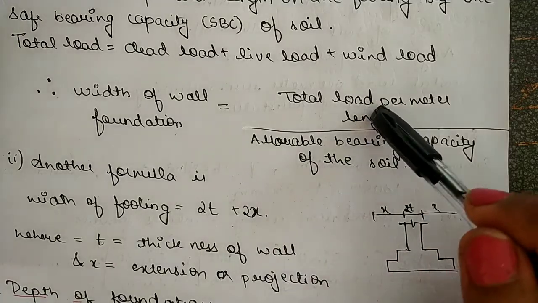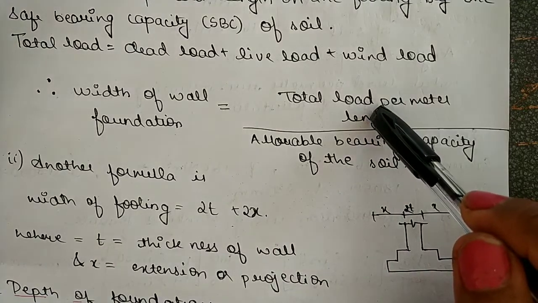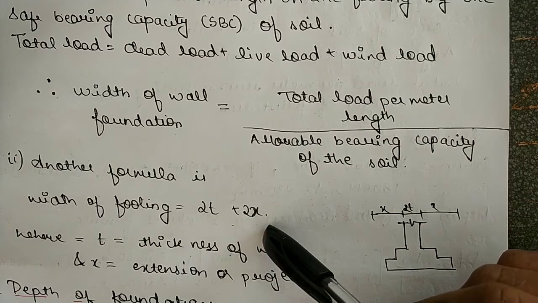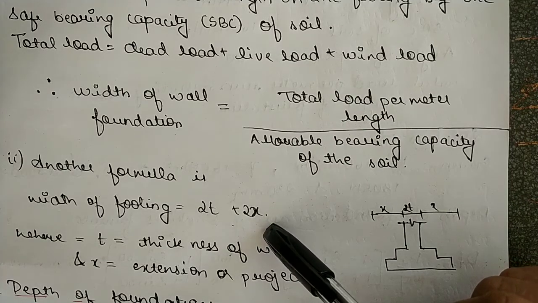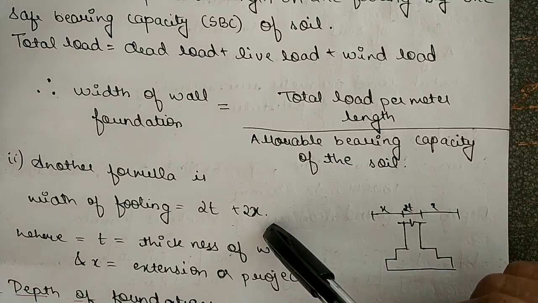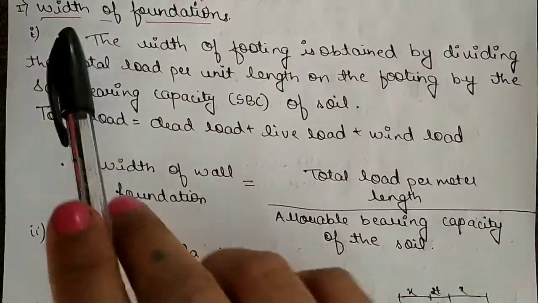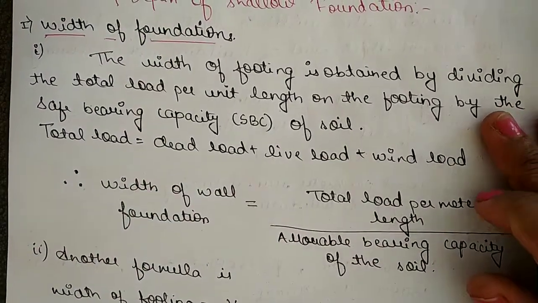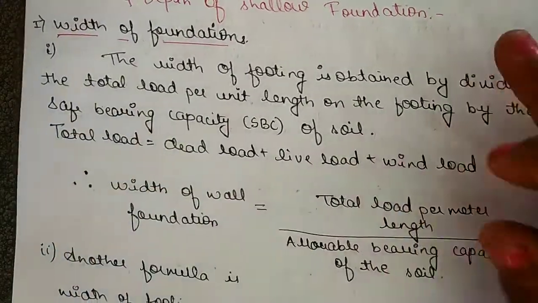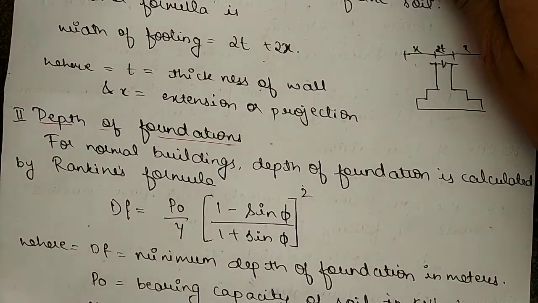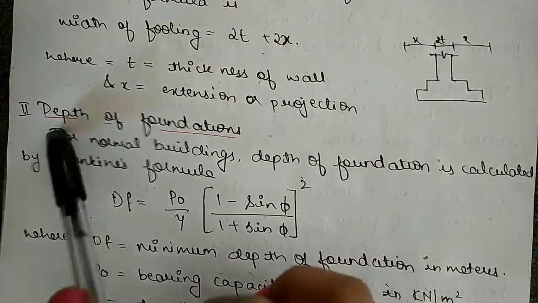After solving this, if you get the answer as 1, and after solving this equation, if you get the answer as 1.2, then you have to consider the greater one, meaning 1.2 should be considered. जो भी इसमें सबसे greater आएगा वो होगी आपकी width of the footing. After understanding how to find the width of the footing, let us move to finding of depth of the footing.